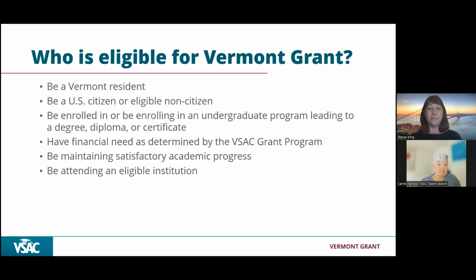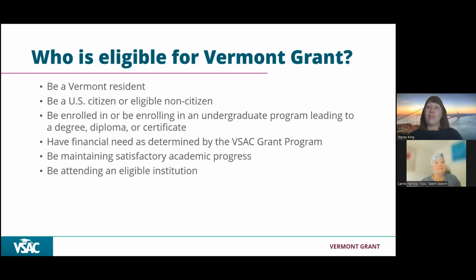and then we will talk about the advancement grant later on. So to be eligible for any Vermont grant, you need to be a Vermont resident, also a U.S. citizen or eligible non-citizen, just like on the FAFSA. You need to be enrolled in or enrolling in an undergraduate program leading to a degree, a diploma, or a certificate. So those are all versions of programs bearing college credit.